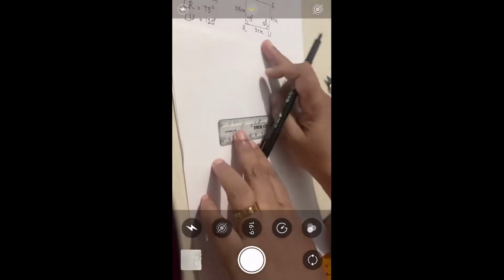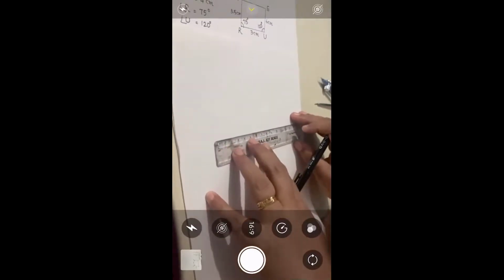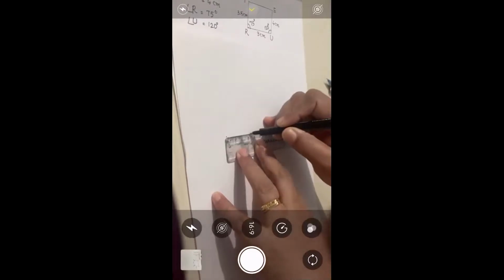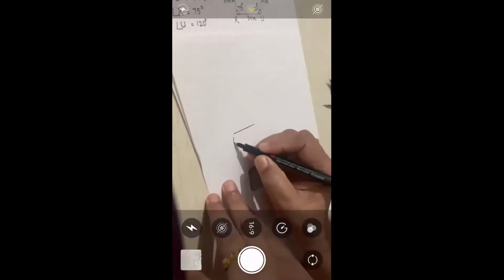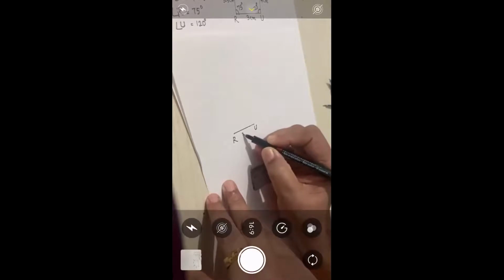So first of all, we are going to construct line segment RU of length 3 cm. So construct line segment RU of length 3 cm, from 0 to 3. The name is RU of length 3 cm. Now at R, we have to construct angle 75 degree.